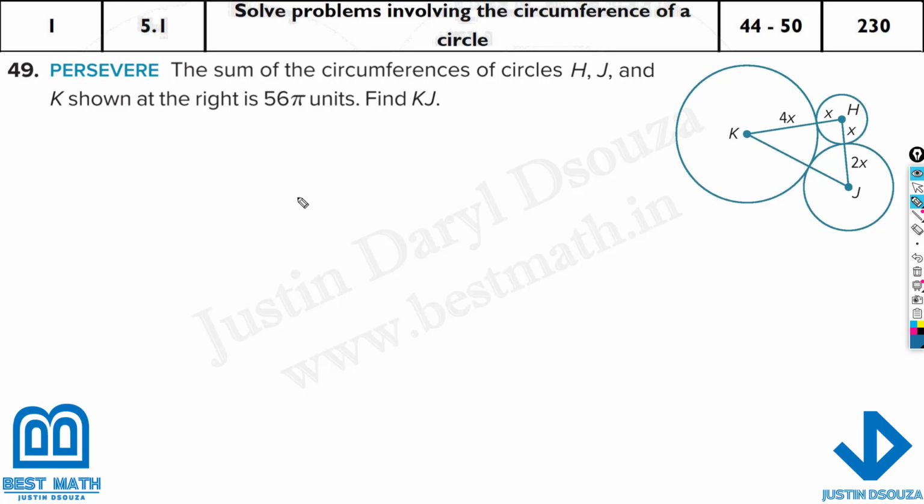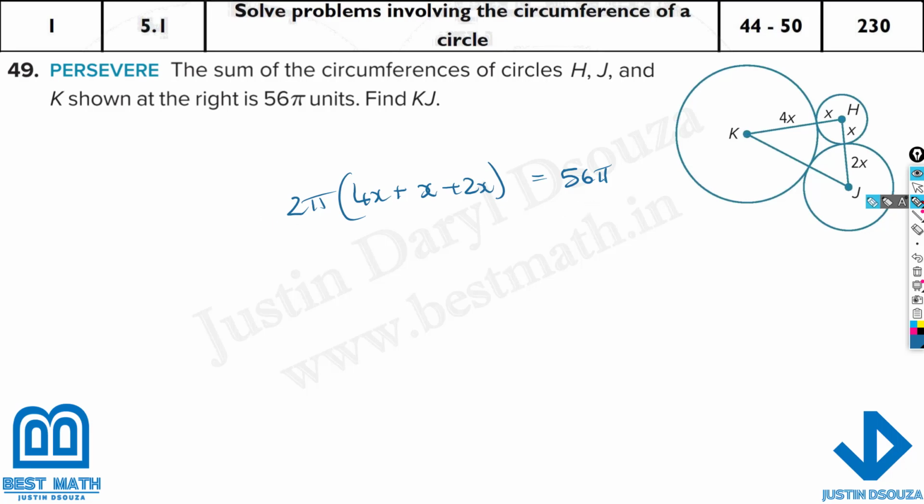We know 2 pi is the same thing for all the circles, it's 2 pi r. All you do is sum up the radii. K is 4x plus x plus 2x. This is equal to 56 pi. Now, if I multiply this outside, we'll get the separate individual circles. Yes, but I know 2 pi is a common term, so I've just removed it.